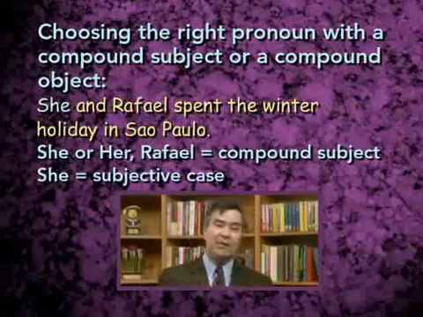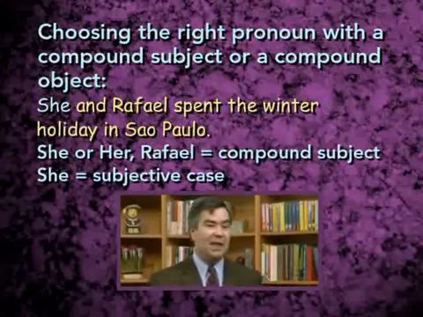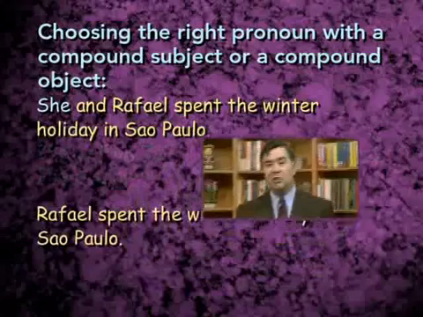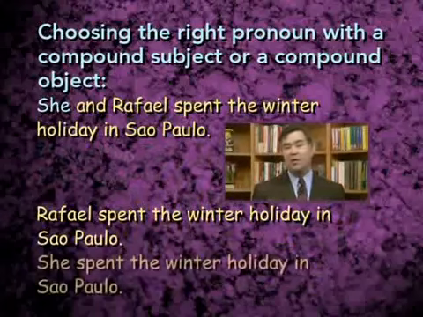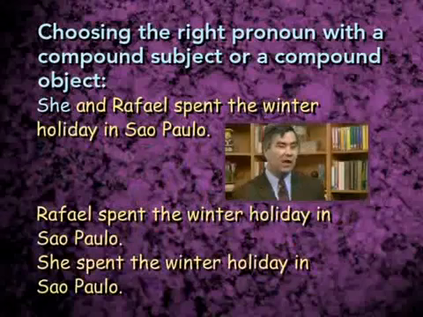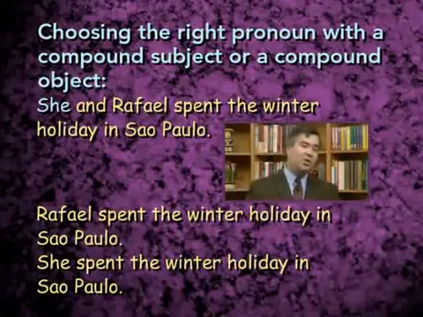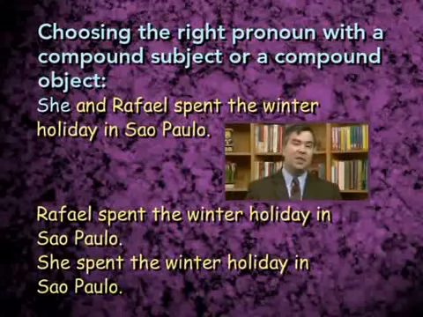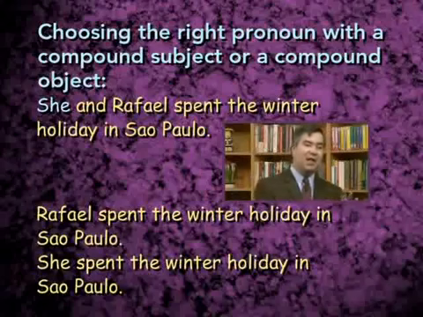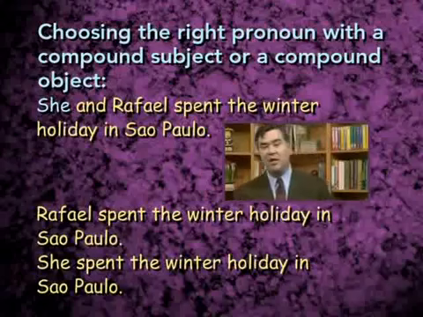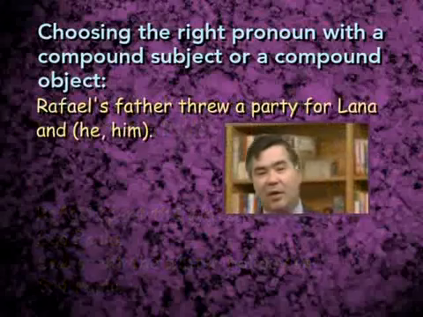However, if this isn't obvious, break it into two sentences and then it becomes obvious. One sentence would be, Raphael spent the winter holiday in Sao Paulo. The other would be, she spent the winter holiday in Sao Paulo. Once you separate out the two subjects, then it becomes very obvious that the subjective case is correct and she would be used rather than her. One more example.